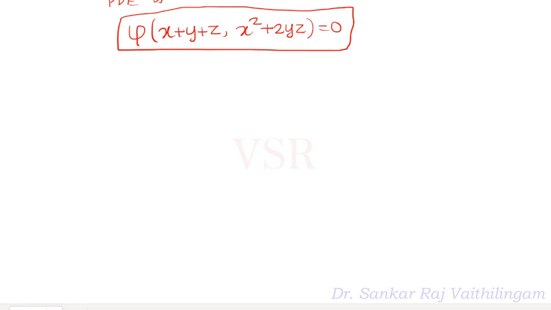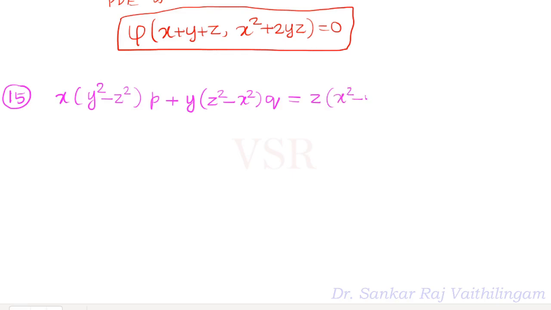15th problem. So 15th problem, so that is equal to x into y square minus z square into p plus y into z square minus x square into q, which is equal to z into x square minus y square. ரொம்ப சிம்பிள், solution போலாமா? அப்போ first என்ன பண்ண போறேன், the auxiliary equation எழுதிக்க போறேன்.